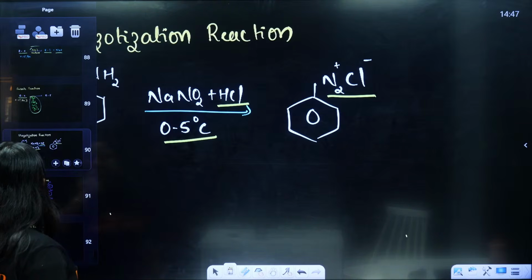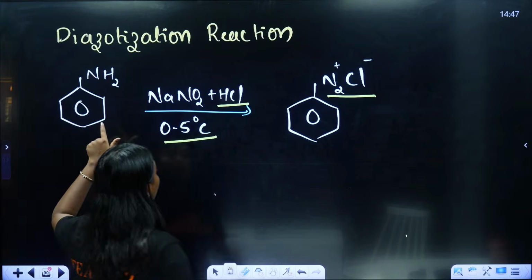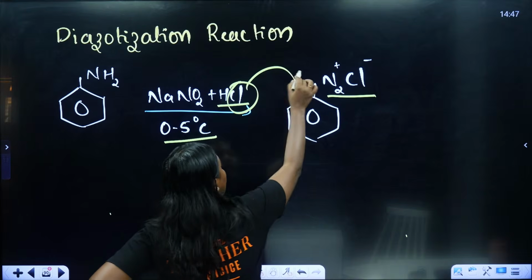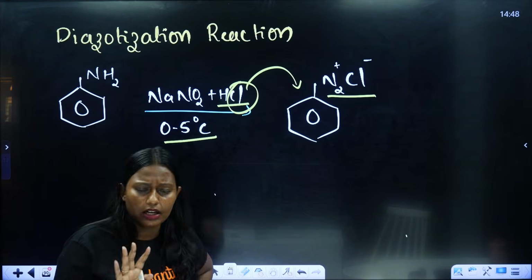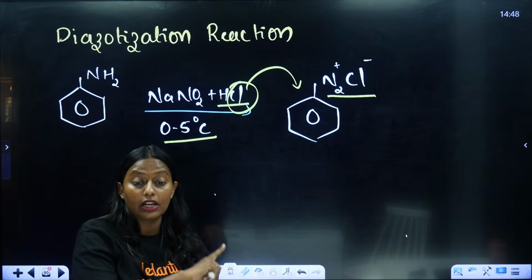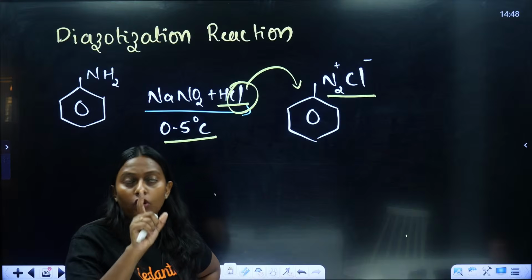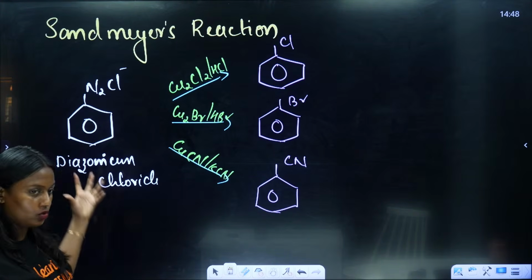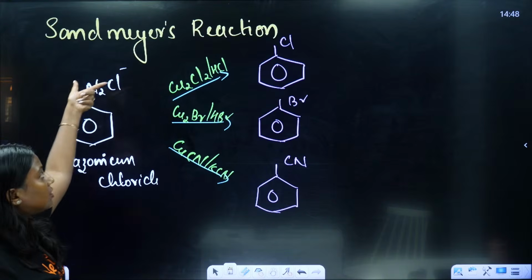Next is Sandmeyer reaction. Here you will get diazonium salt. We are taking HCl, so you will get diazonium chloride. Next we are using that diazonium chloride, and this is the Sandmeyer reaction.